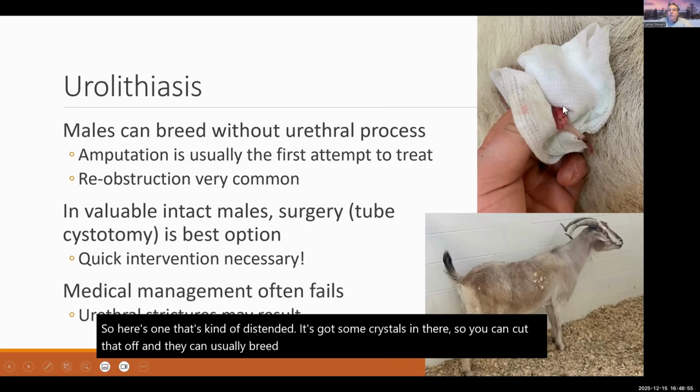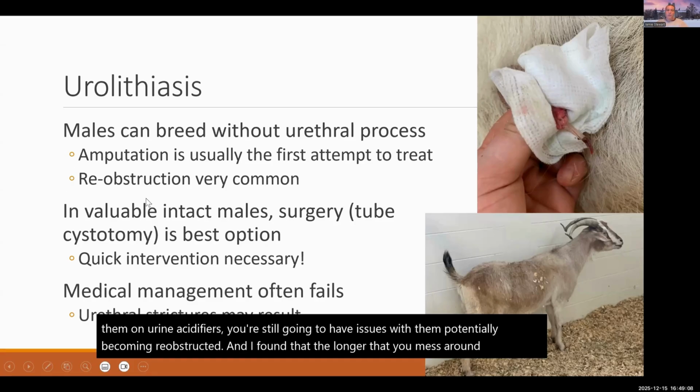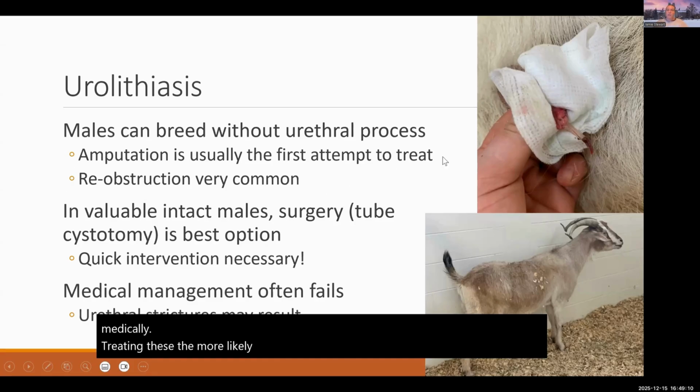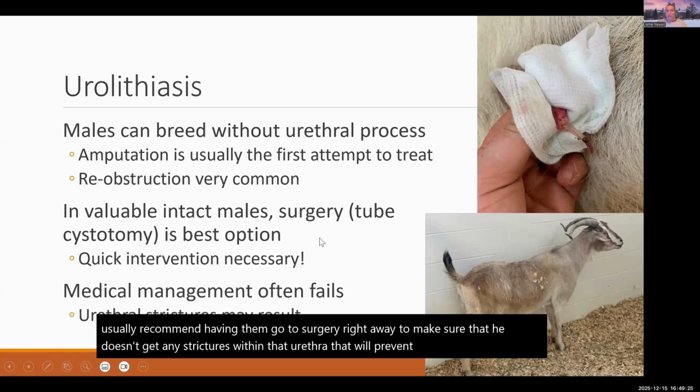But even with just cutting them off and starting them on urine acidifiers, you're still going to have issues with them potentially becoming reobstructed. And I found that the longer that you mess around with medically treating these, the more likely they're going to get strictures and have some more long-term issues. So if it's a really valuable breeding animal, if they get completely obstructed, we usually recommend having him go to surgery right away to make sure that he doesn't get any strictures within that urethra that will prevent him from being able to breed in the future.